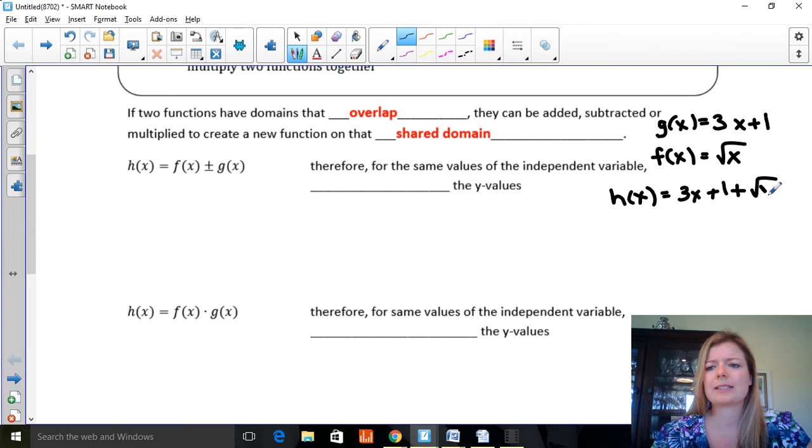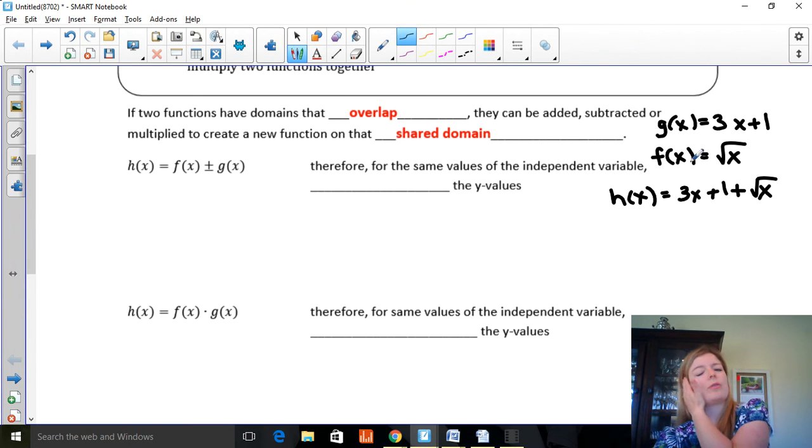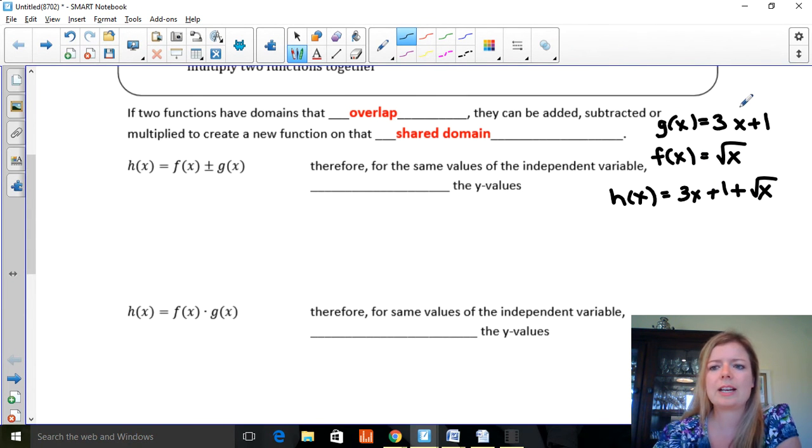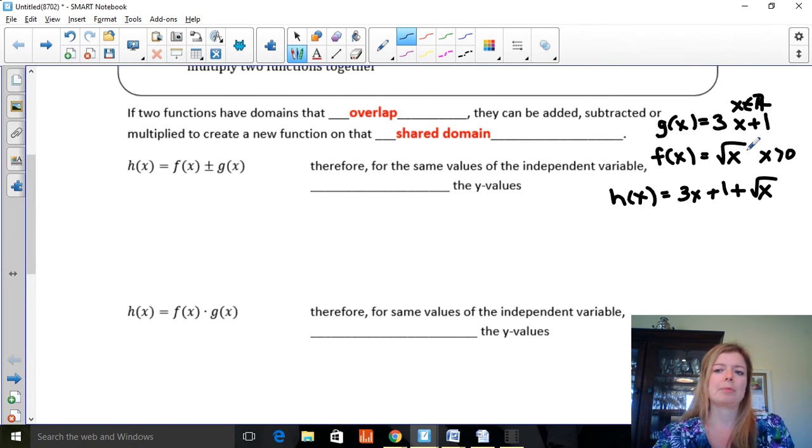plus root x. Okay, so the domain of g at x is any real number. And the domain of this is just x greater than 0. So where do they overlap? Well, they overlap in the domain x is greater than 0. So this will have a domain x is greater than 0.